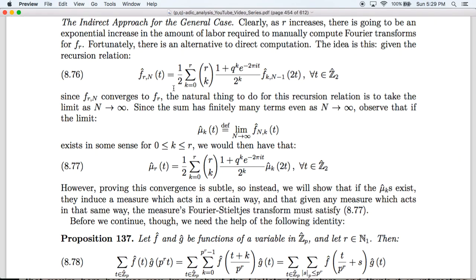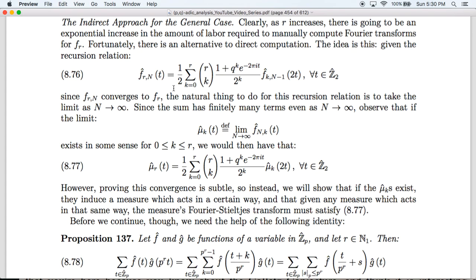And we're back. So in the last video, to recall, we were doing the horrible computation of the Fourier transform of chi-q squared. Obviously, doing that computation for higher powers of chi-q is a nightmare, but fortunately there is a way to do it all in one fell swoop. As r increases, there is an exponential increase in the amount of labor required to manually do things.